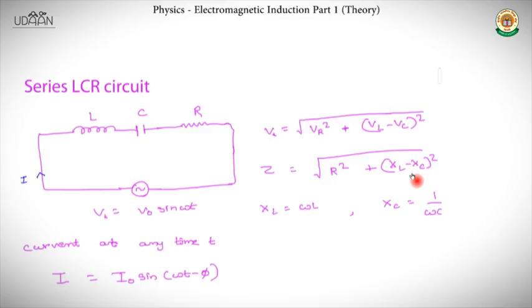But the voltage across these will be different. For example, the voltage across the resistor and the current both will be in the same phase. But across the capacitor, the voltage lags the current, right? Right. And in a similar way, the voltage across the inductor leads the current. So that's what we have, right? The current is common, but the voltages across the resistor, inductor and the capacitor are not in the same phase. That's right.